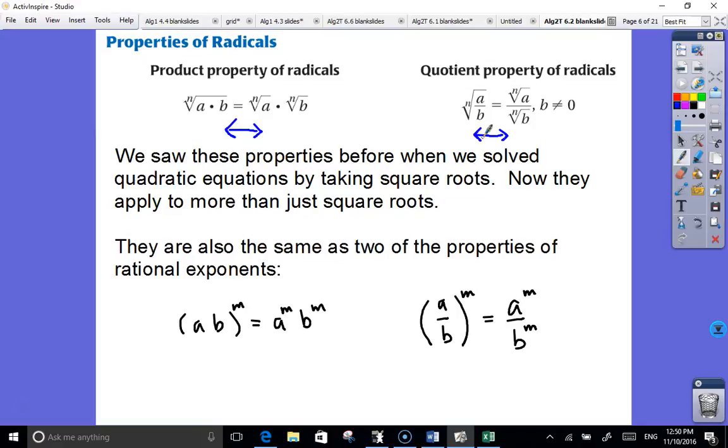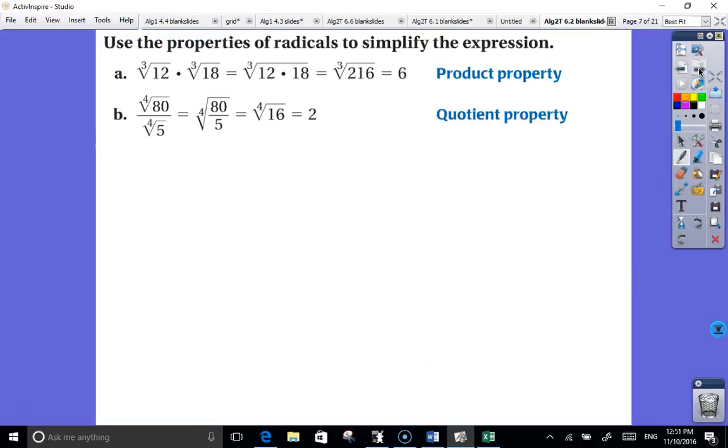Right? And both of those are pretty much properties of exponents. This product property, that's what this is. That's a product property. This is a quotient property. Okay, so use these properties to simplify.